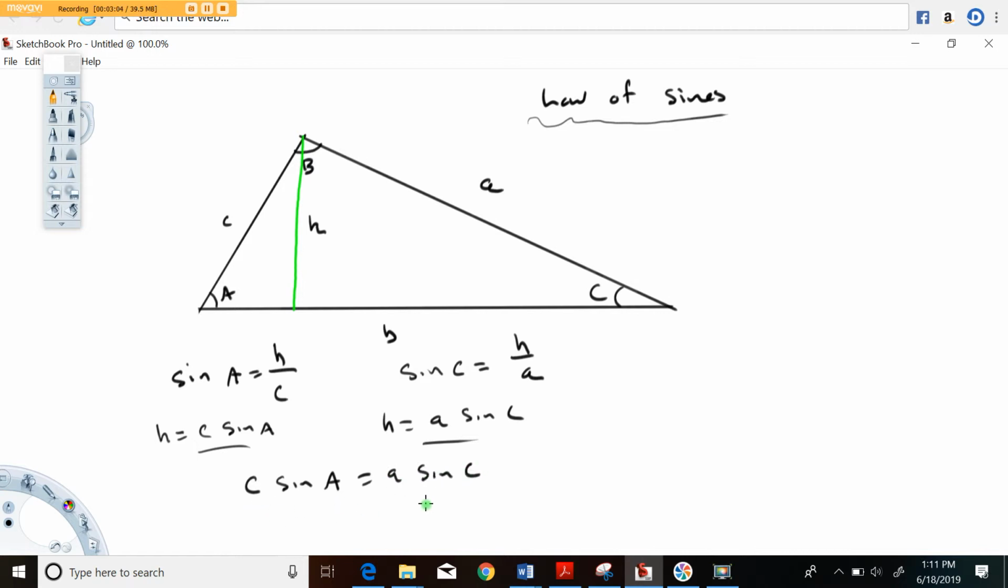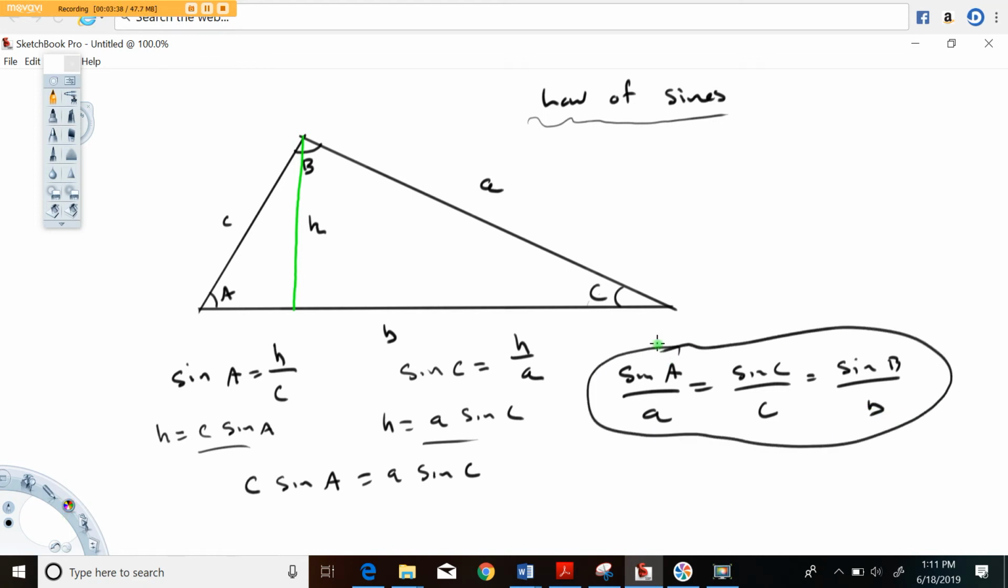This law is usually written grouping each angle with its side together. If I put the little a on the right and the big C on the left, what we have is sine of A over a is equal to sine of C over c. And there's nothing special about A, B, and C. I can take these angles and move them anywhere I want. It's easy to show that this is also equal to sine of B over side b. This double equal sign equation is what's referred to as the law of sines.